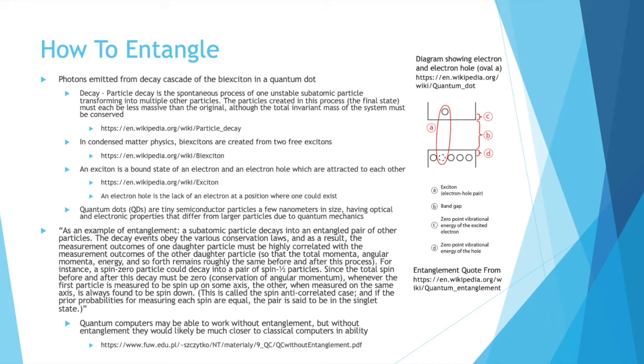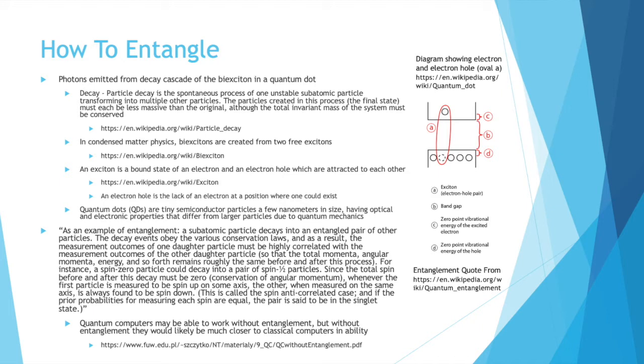Decay here refers to particle decay. Particle decay is the spontaneous process of one unstable subatomic particle transforming into multiple other particles. The particles created in this process, the final state, must each be less massive than the original, although the total invariant mass of the system must be conserved. So the pieces again add up to the whole. And you are probably familiar with the word decay. It's kind of like things falling apart. This happens on a particle level too. A particle will decay into multiple smaller particles.